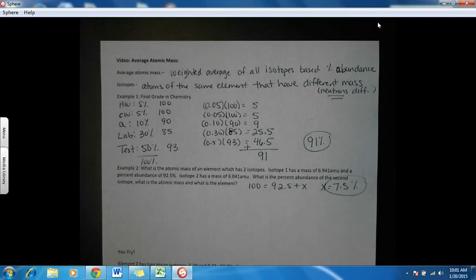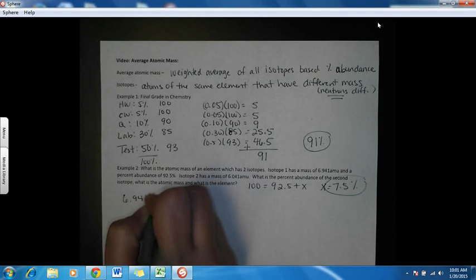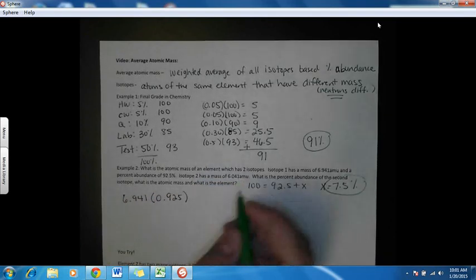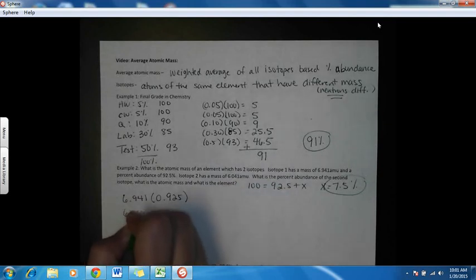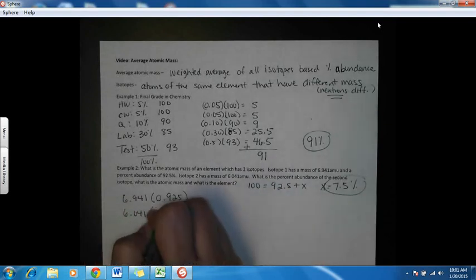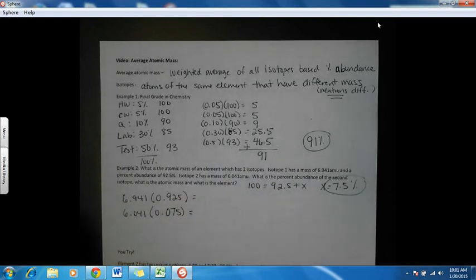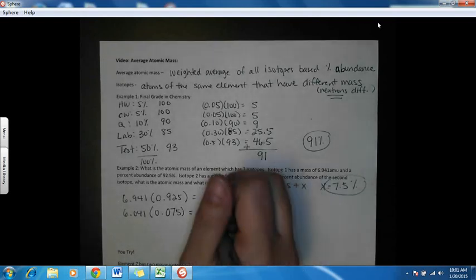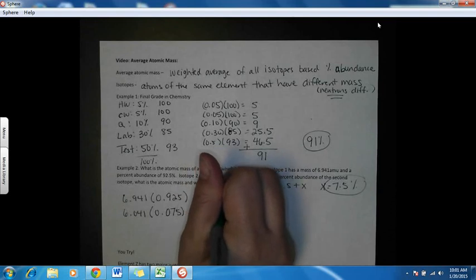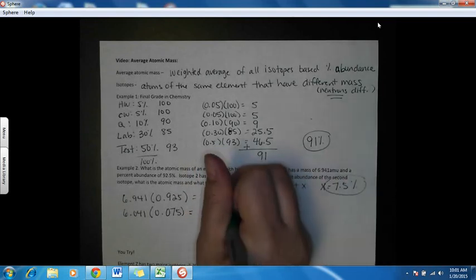Right? So let's calculate the atomic mass then. So the first isotope has a mass of 6.941 times the percent abundance, which would be 0.925. The second isotope has a mass of 6.041 times the percent abundance, which would be 0.075. And so we multiply those together, and we get 6.420.